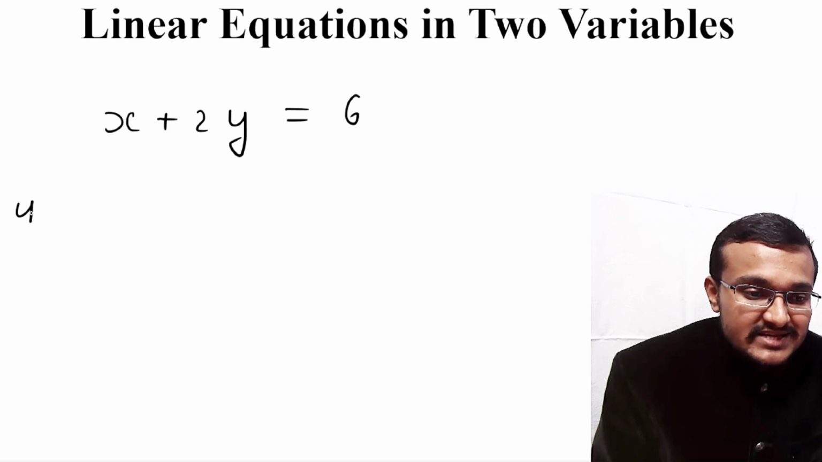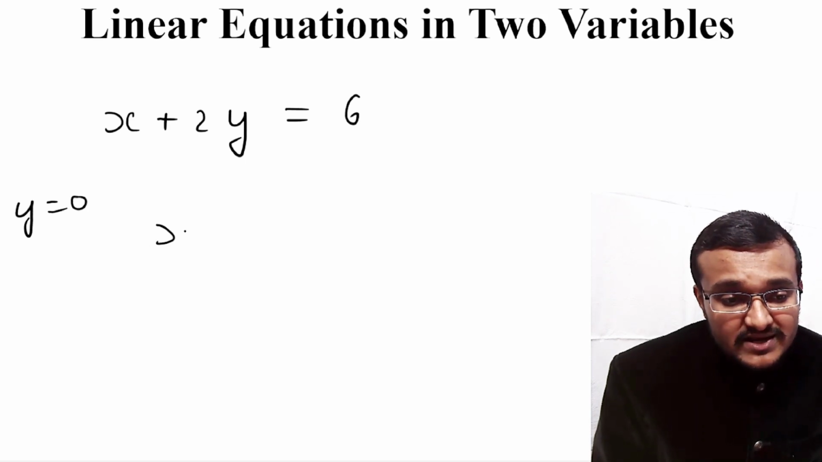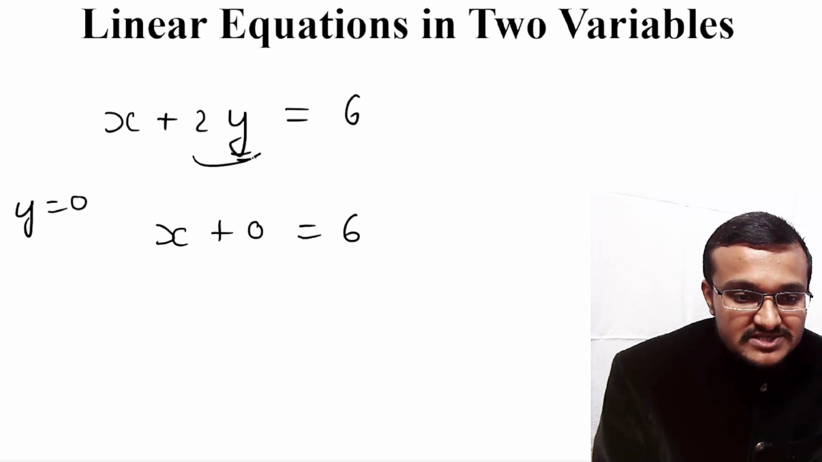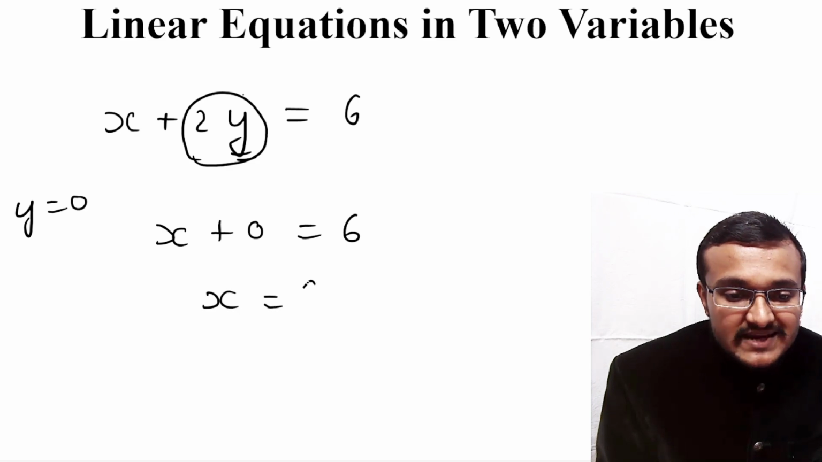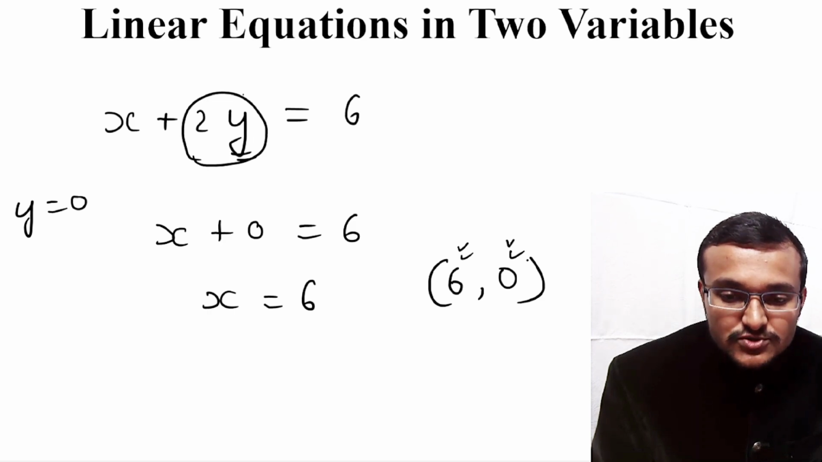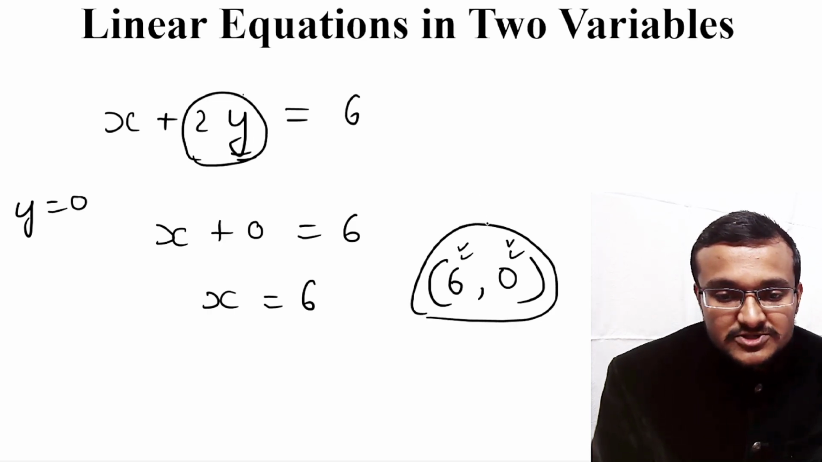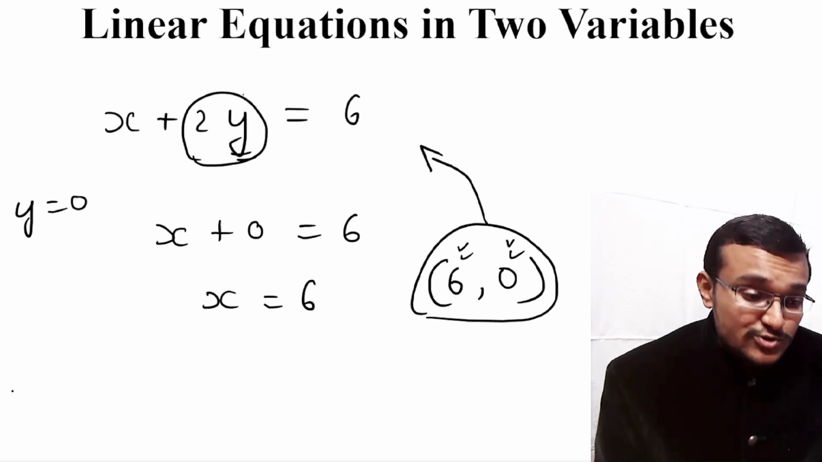So now you substitute y is equal to 0. Then x plus 0 is equal to 6, because when y becomes 0, this entire term becomes 0. So x plus 0 is equal to 6 means x is equal to 6. So that means here 6 comma 0. So x is equal to 6, y is equal to 0. So 6 comma 0 is one particular solution for this equation. Now we have to find two more.